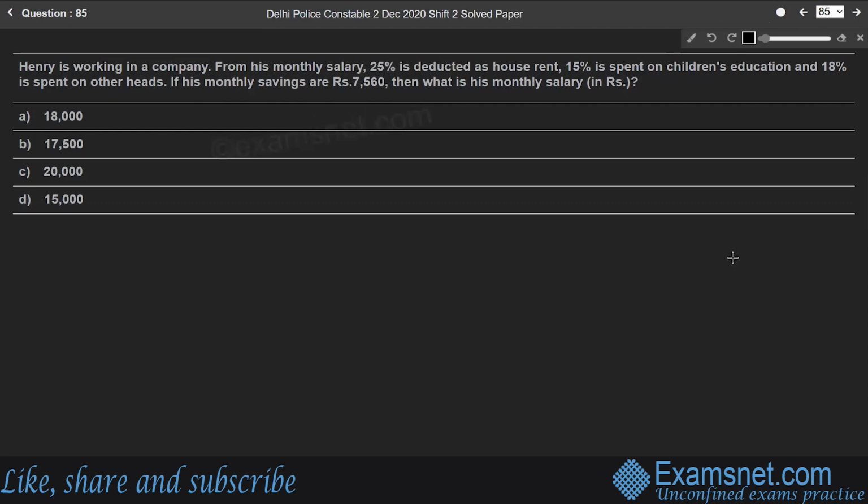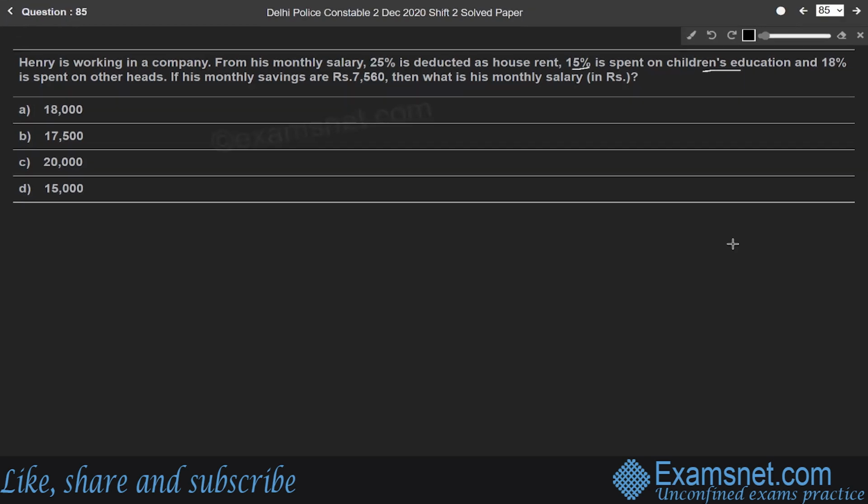Question 85. Henry is working in a company. From his monthly salary, 25% is deducted as house rent, 15% is spent on children's education, and 18% is spent on other heads. If his monthly savings are 7,560 rupees, then what is his monthly salary?